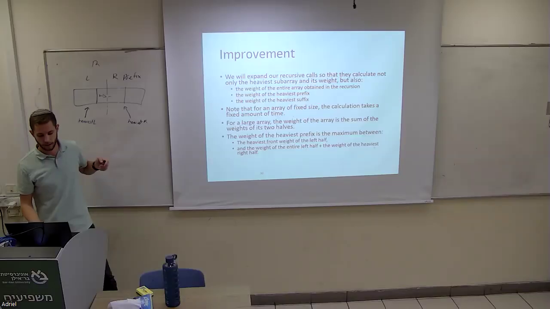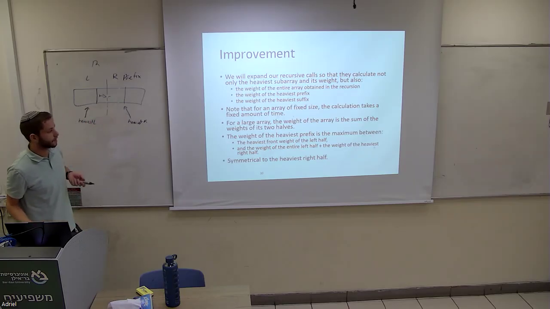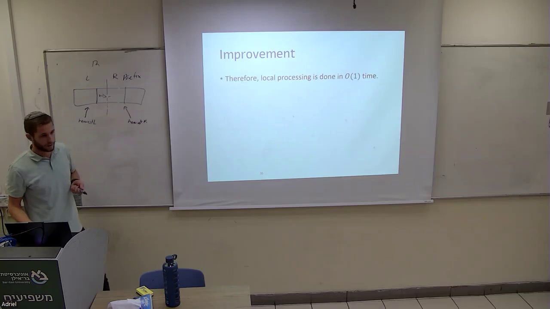Okay, so I'm going to continue. And then obviously the other half is symmetrical. It's the same exact thing. So therefore, like we said, the local processing is done in O of 1. This whole prefix calculation, suffix calculation, whole sum, and also the heaviest in the whole thing. It's all O of 1 because we get it from the recursive call.